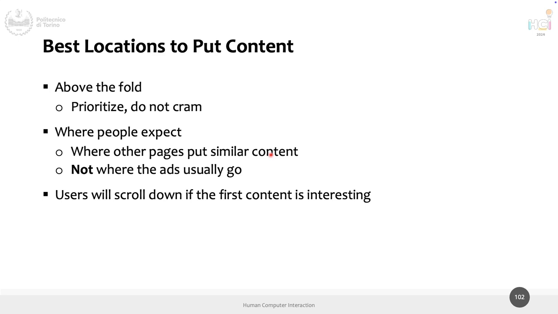So first, above the fold; second, where people expect. Again, I said to multiple groups, and also last time in the exercise about paper prototype, look at the standard, look at what other mobile applications do, because this is where people expect things to be. And especially on the web, not where the advertisement usually goes, because we become very, very expert in ignoring the area where advertisement is. So if we put significant content where advertisement typically is, people will likely miss it. So avoid areas where the advertisements are.